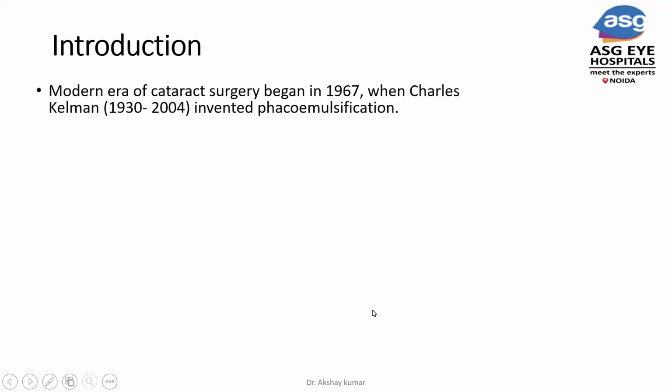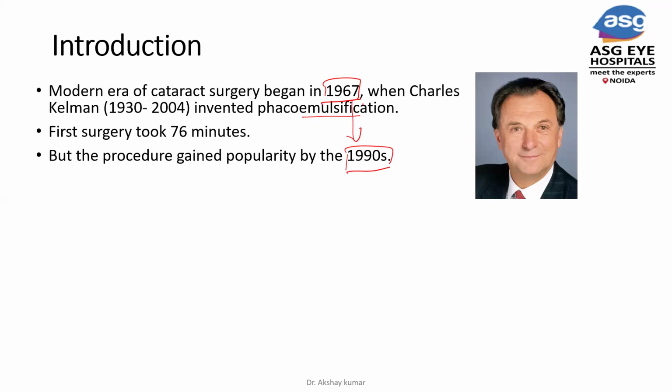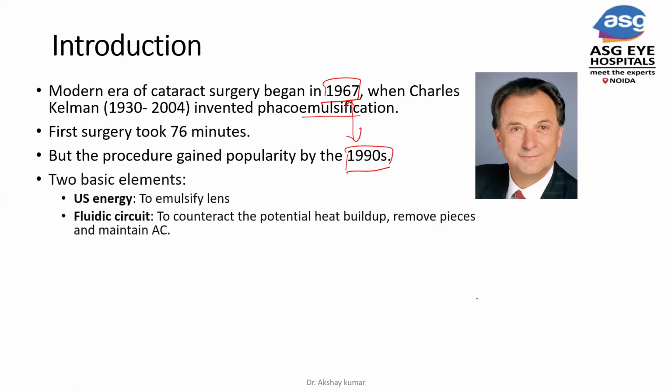So the modern era of cataract surgery began in 1967 when Charles Kelman invented phacoemulsification. You will be surprised to know that the first surgery took around 76 minutes, but the procedure gained popularity in 1990. So there is a huge gap between 1967 and 1990.